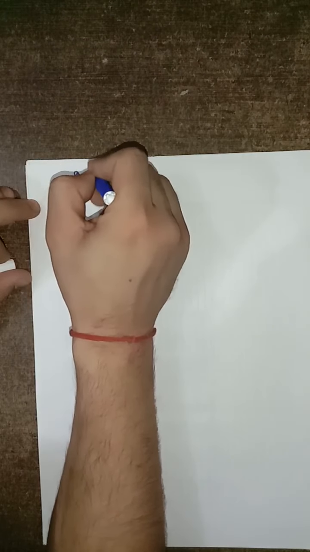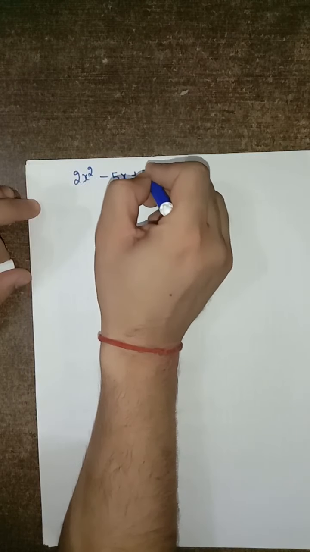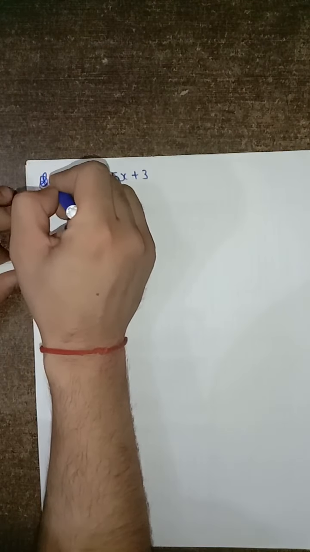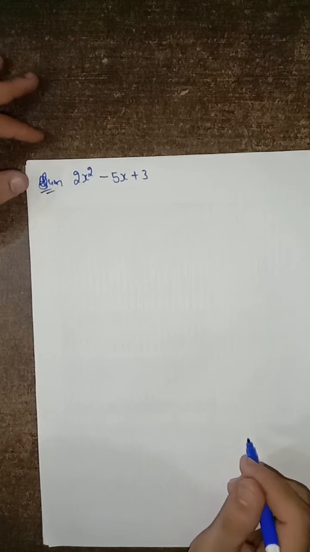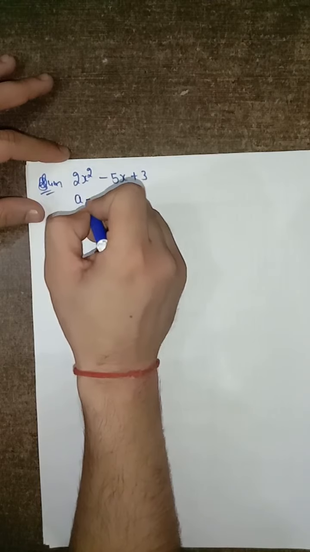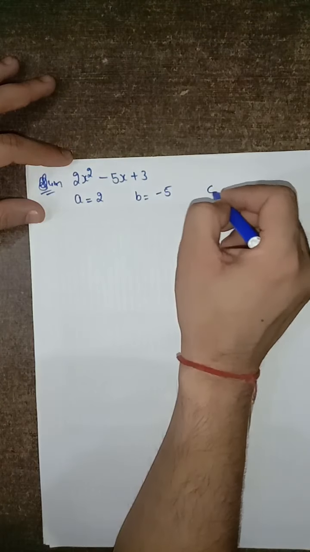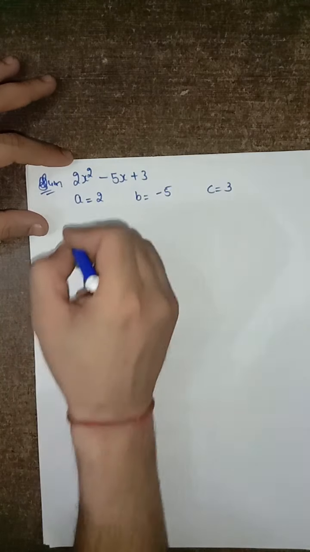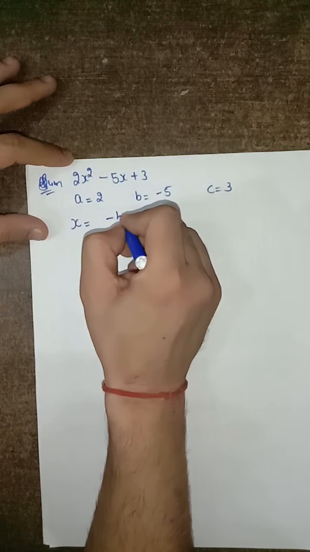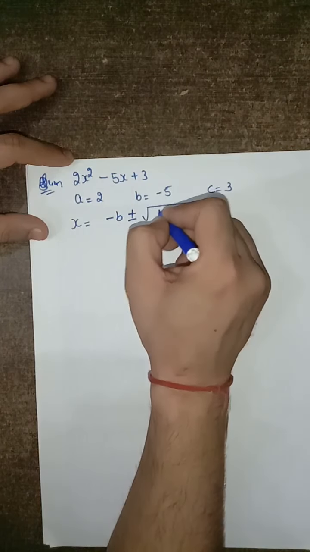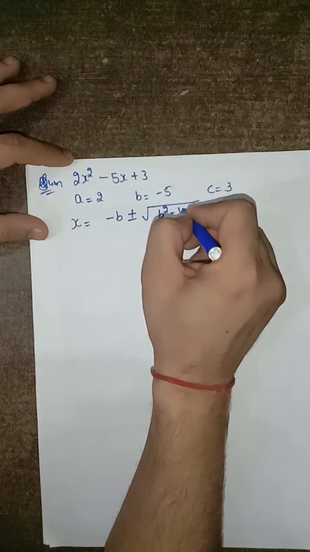Now in the last lecture we discussed the question 2x square minus 5x plus 3, but we did this question by the method of completing the square. Now we will do this question by the quadratic formula. So here my a is 2, my b is minus 5, and my c is 3. Apply the quadratic formula, which is minus b plus minus square root of b square minus 4ac divided by 2a.